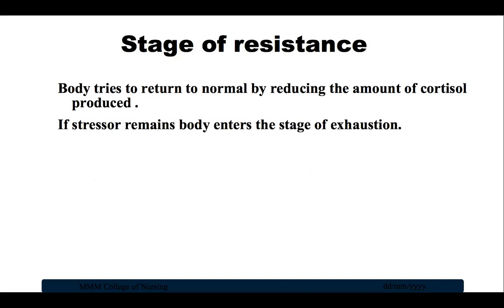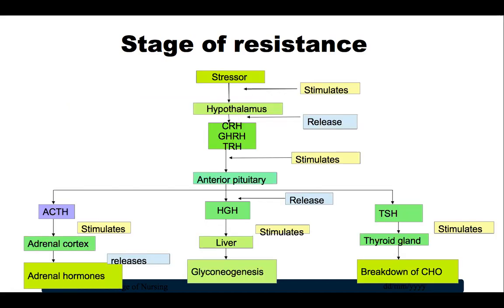Now let us see the stage of resistance. In this stage, the body tries to counteract the physiological changes that happen during the alarm reaction stage. The stage is controlled by the part of the autonomic nervous system called the parasympathetic. It tries to return the body to normal by reducing the amount of cortisol produced. At this stage, the heart rate and the blood pressure begin to return to normal. If the stressful situation comes to an end during this resistance stage, the body will return to normal. However, if the stressor remains, the body will be in a state of alert and stress hormones continue to be produced, leading to an exhausted stage. So this is how the body responds during the stage of resistance.